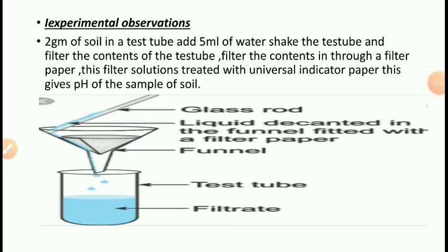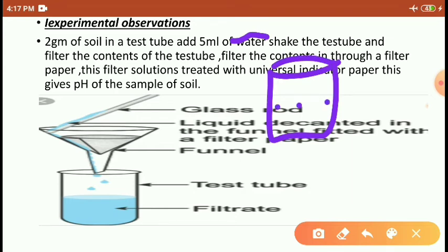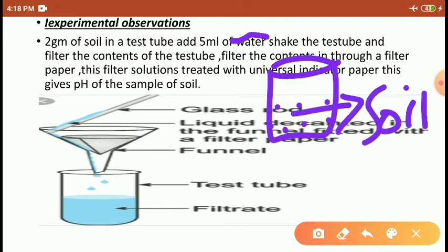So experimentally observe here, students, whatever we discuss. Two grams of the soil are added to 5 ml of water in a test tube, and then filter the content and throw away the filter paper. You may use the beaker in which you have the water, and this water in which you add the soil. A mixture of water and soil exists here, right?